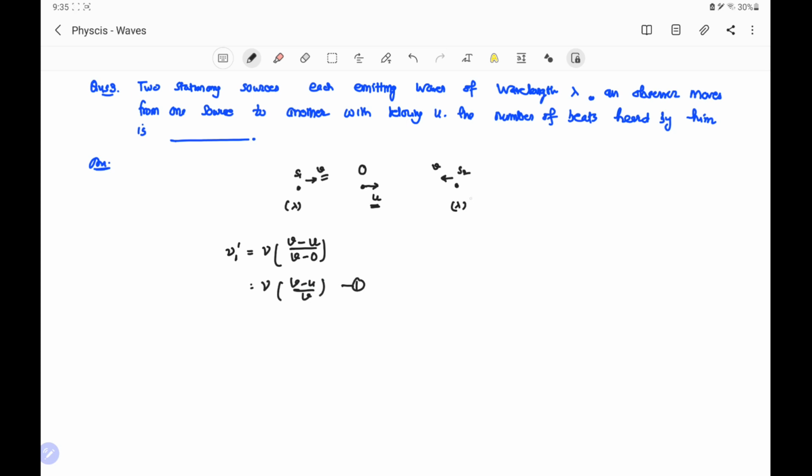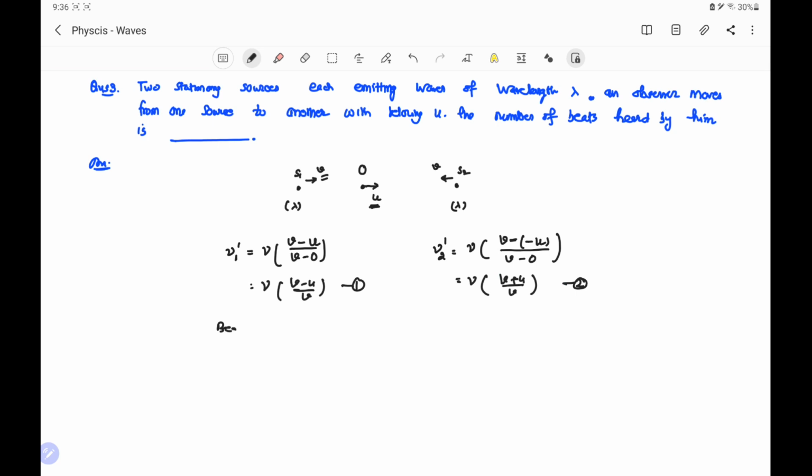In the second case, when source S2 is emitting the sound, the apparent frequency heard by the observer will be nu 2 dash, that is equal to frequency of the source into v minus. Now the observer is moving opposite to the direction of the sound, so we will take it negative, so it is minus u, divided by v minus 0, because S2 is also stationary. Therefore nu 2 dash will be equal to nu into (v plus u) by v. This is equation number 2.